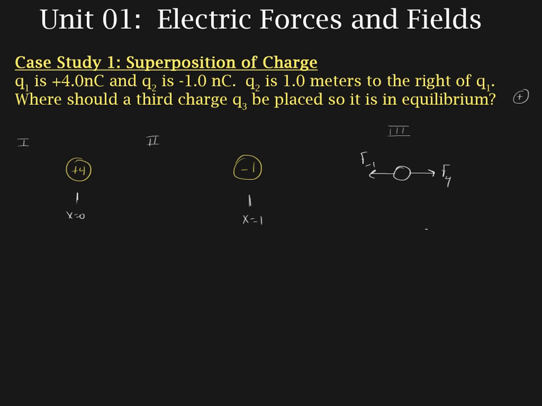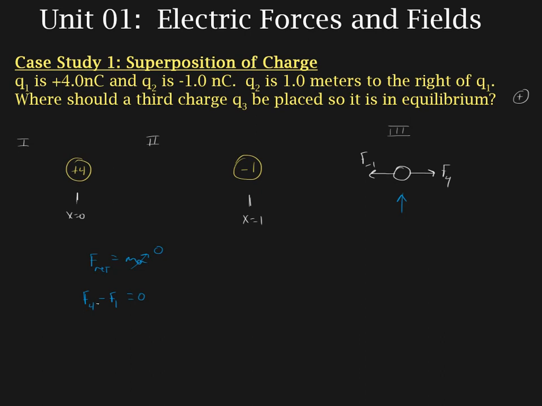Now we've identified this as a force interaction, which means we're going to start with Newton's second law. So we write F net is equal to ma. The acceleration is 0 because we're in equilibrium. And looking at our free body diagram, we're going to write F net. So we get the force of 4 minus the force of 1 is equal to 0.